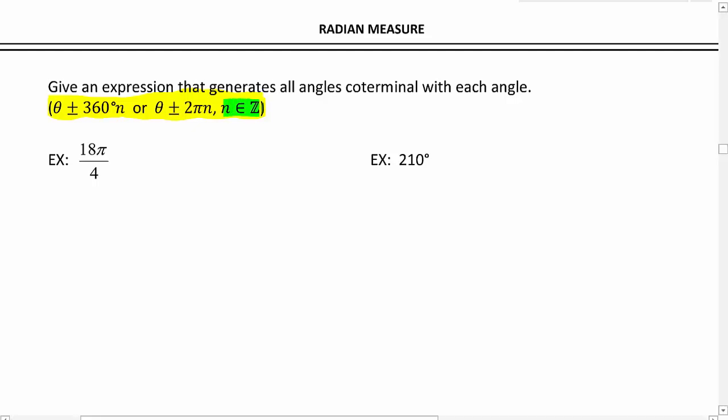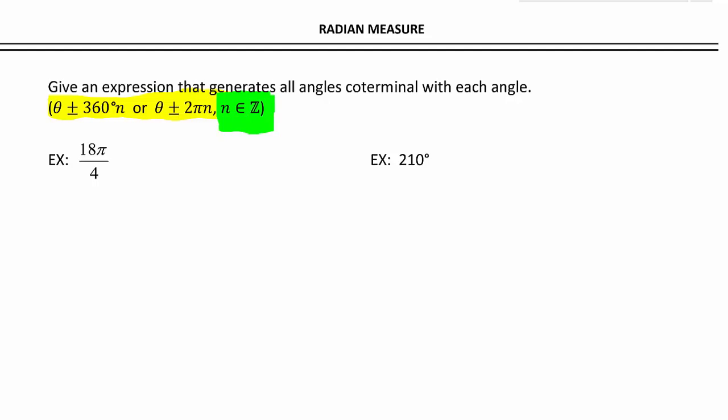That's what this little stuff here at the end means. That boldface Z is our abbreviation for integer. And that weird looking E means is an element of. So we have to say that n is an integer so that we're multiplying by whole numbers. We don't want to be multiplying by fractions of 360 degrees.